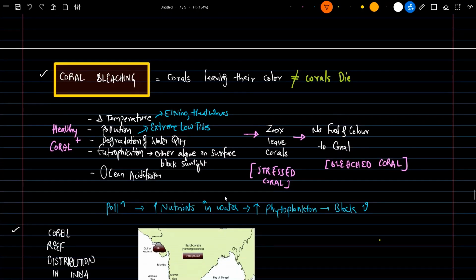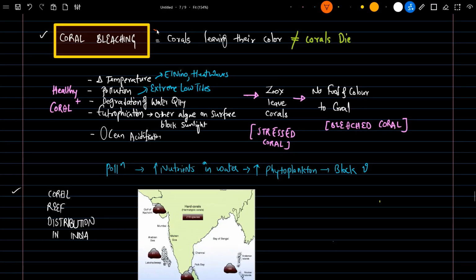Next important concept is coral bleaching. So what does coral bleaching mean? Coral bleaching does not mean dying of corals. It means simply the corals losing their color. So discoloration of corals is called coral bleaching, not dying of corals. This is the important thing which we need to understand.